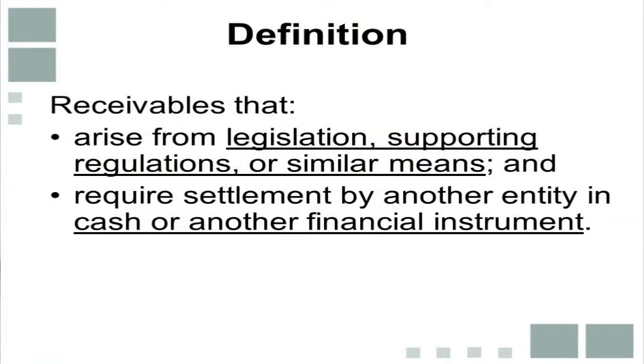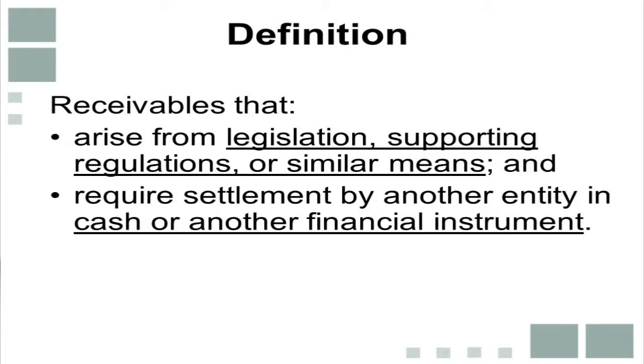So firstly, let's start off with what are statutory receivables. From a definitional perspective, there are receivables that arise from legislation, so laws, supporting regulations, or similar means. And this could be gazettes, it could be cabinet decisions, it could be anything along those kinds of lines that would fall within the realm of what we would typically call secondary legislation.